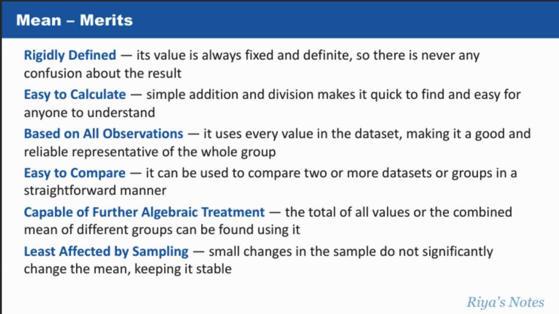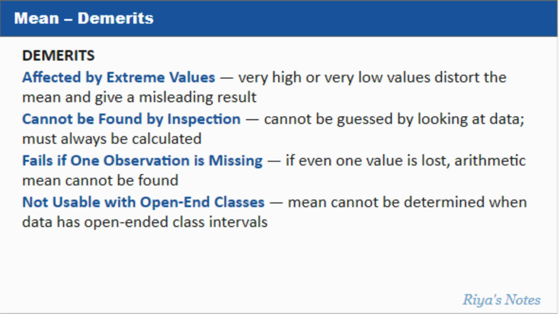Capable of further algebraic treatment: the total of all values or the combined mean of different groups can be found using it. Least affected by sampling: small changes in the sample do not significantly change the mean, keeping it stable. Mean, demerits. Affected by extreme values: very high or very low values distort the mean and give a misleading result. Cannot be found by inspection: it cannot be guessed by looking at data, must always be calculated. Fails if one observation is missing: if even one value is lost, arithmetic mean cannot be found. Not usable with open-end classes: mean cannot be determined when data has open-ended class intervals.